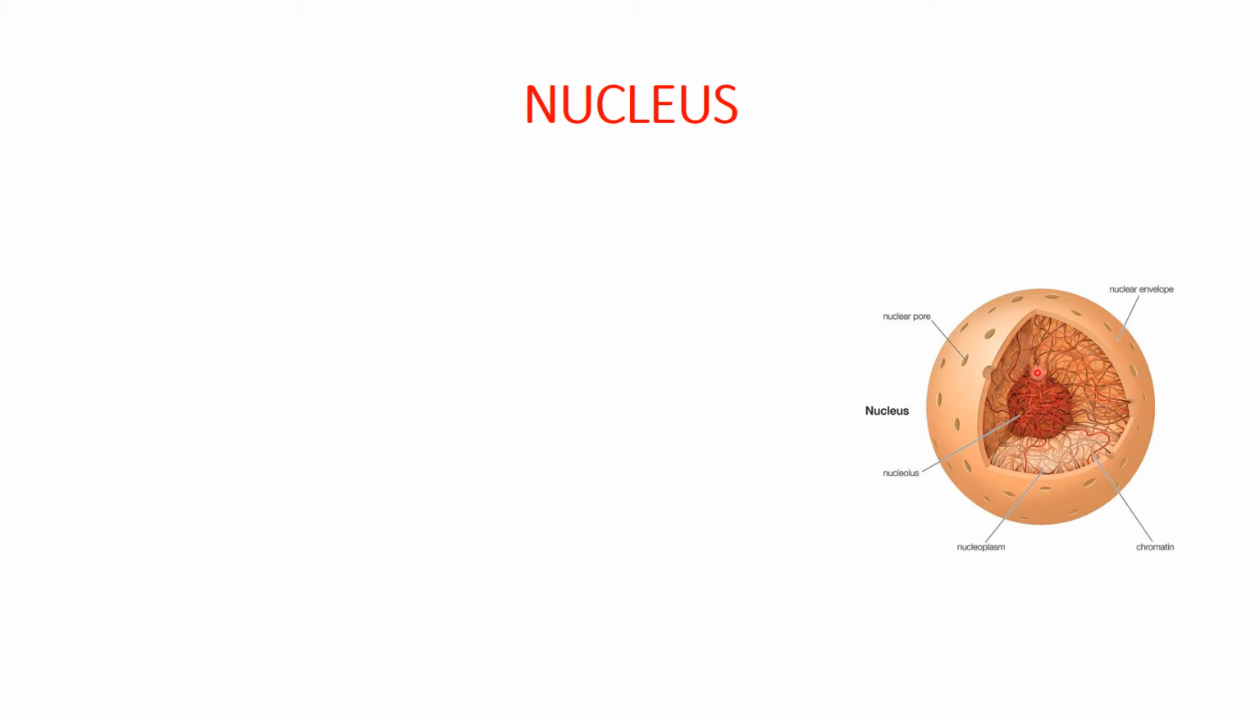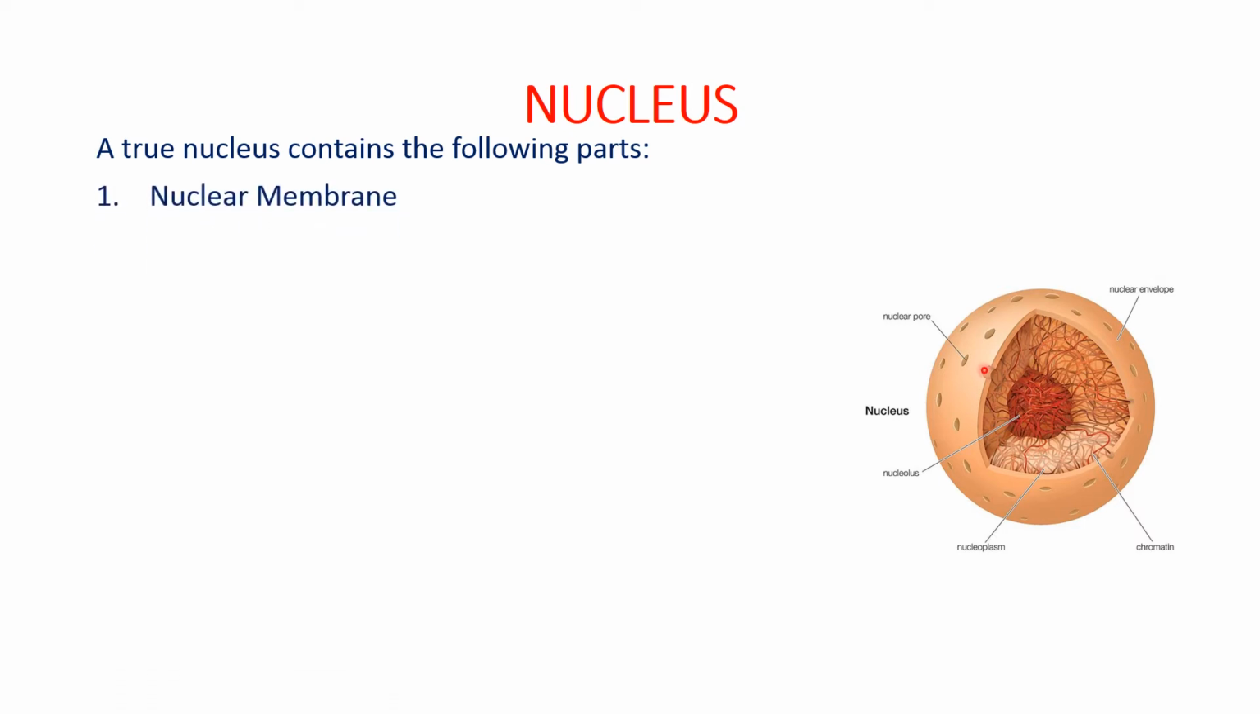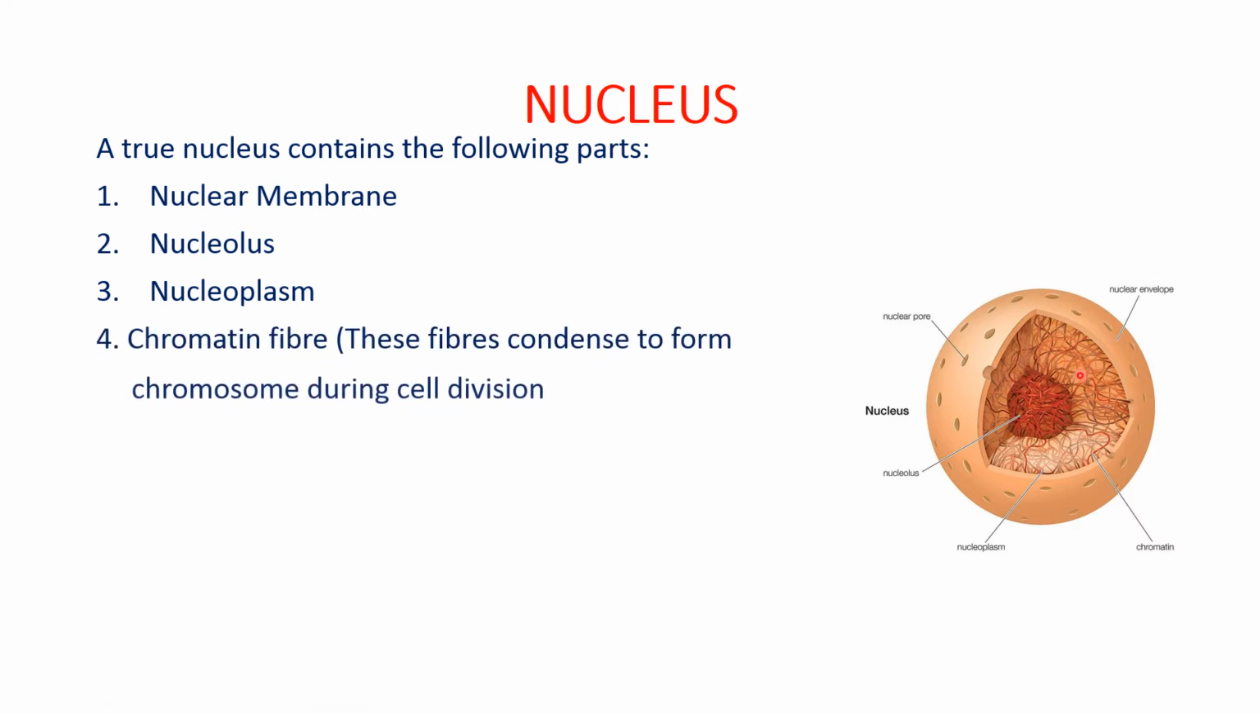Structure of a nucleus. What are the parts present in a nucleus? A true nucleus contains the following parts. Nuclear membrane that covers the nucleus. Nucleolus present in the center of the nucleus. Nucleoplasm, that is the sap-like thing that is present inside the nucleus. And chromatin fibers. These fibers condense to form chromosomes during cell division. Chromatin fibers you can see. So a true nucleus contains nuclear membrane, nucleolus, nucleoplasm and chromatin fiber.